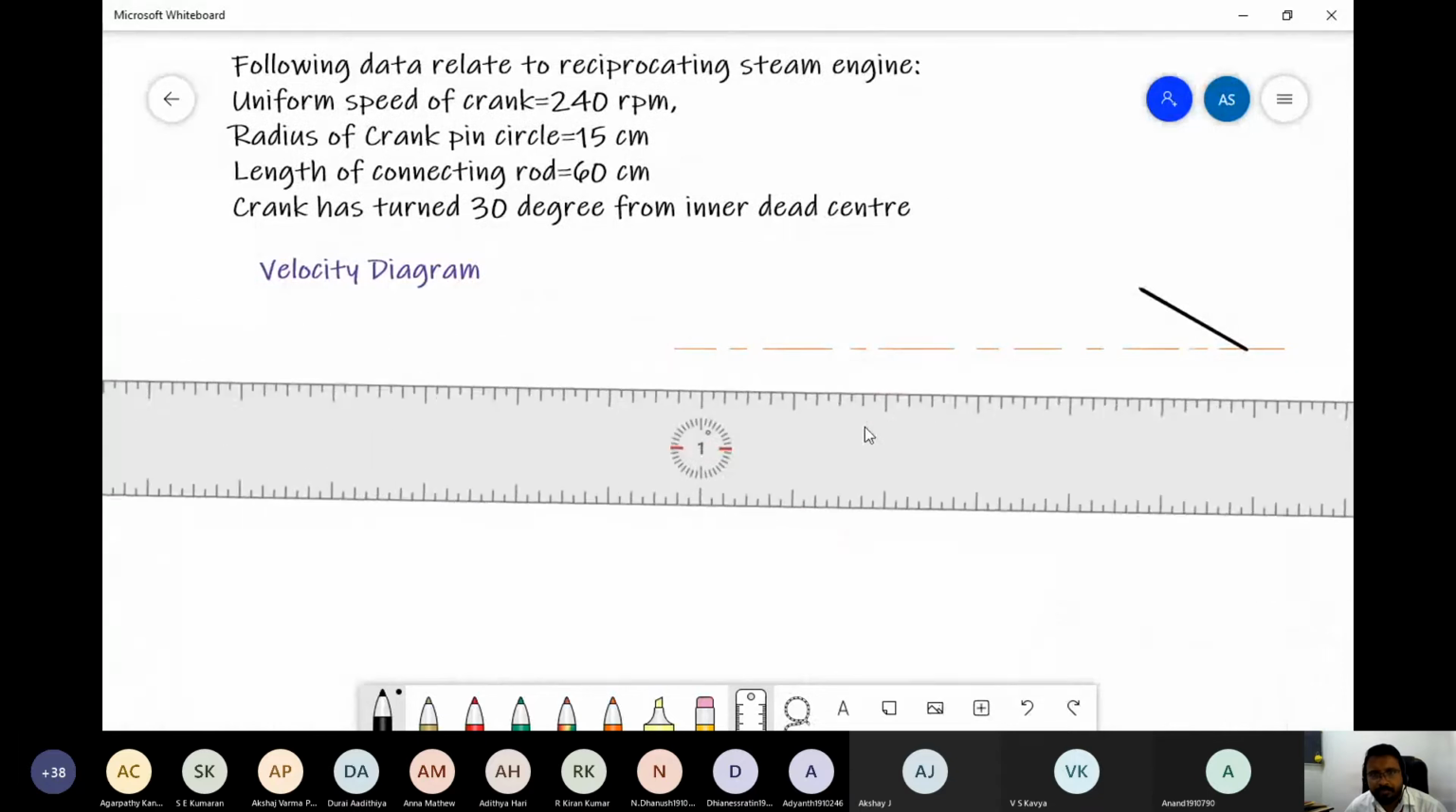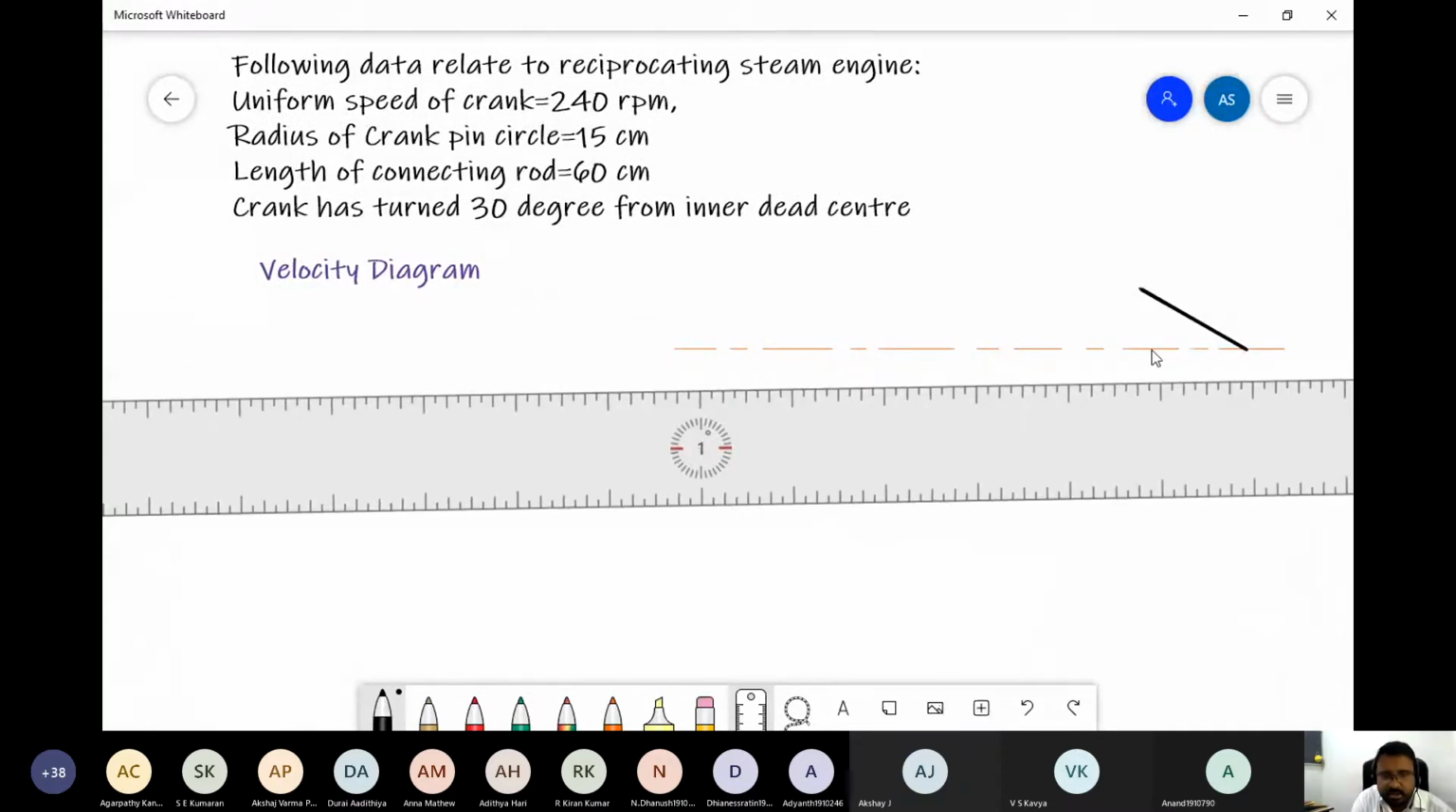Okay. So 30 degree is what is given. So I took 30 degree and drew this. This is 30 degree. So that is what is given in the question. 30 degree from inner dead center. 30 degree I have drawn this line.